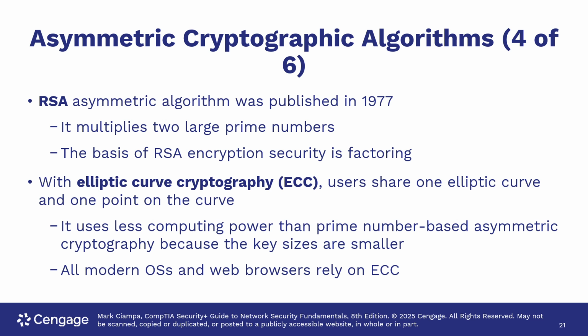RSA is an asymmetric algorithm that was published in 1977. Asymmetric meaning different, so it's not the same one key to encrypt and another key to decrypt. There's also elliptic curve cryptography. Users then share one elliptic curve and one point on that curve. It uses less computing power than prime number based asymmetric cryptography because the key sizes are smaller. All modern operating systems and web browsers rely on ECC.